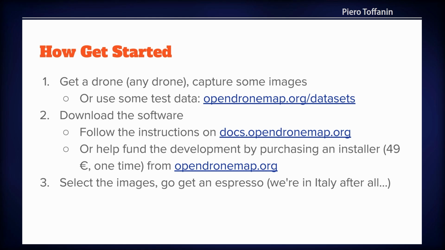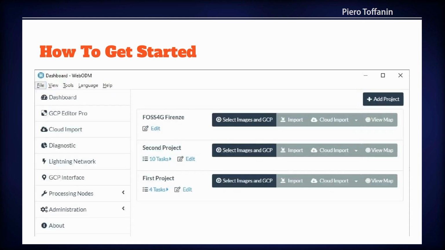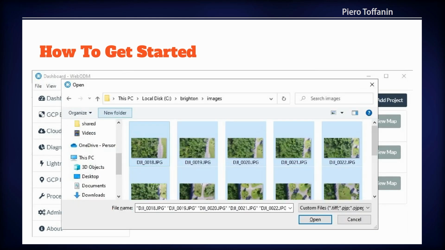Once you've selected your images and tossed them into OpenDroneMap, you just need to wait or go get a coffee, and you should be up and running. This is a bit what the interface for the program looks like. You can see that there's a big button. You can't miss it. It says select images. It's quite simple. You select all the images.